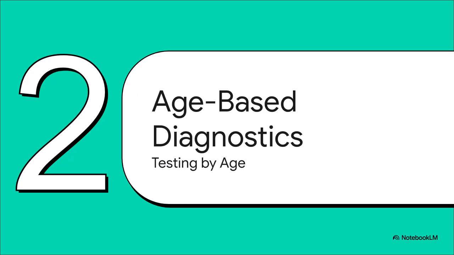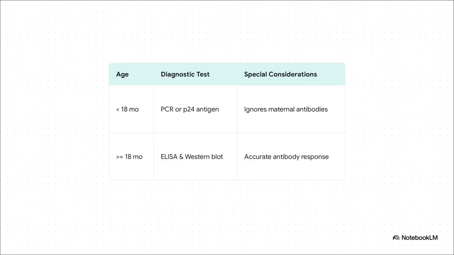Moving right along to Section 2, age-based diagnostics. Diagnosing pediatric HIV has a really strict dividing line based on the calendar. And that crucial dividing line is the 18-month mark.